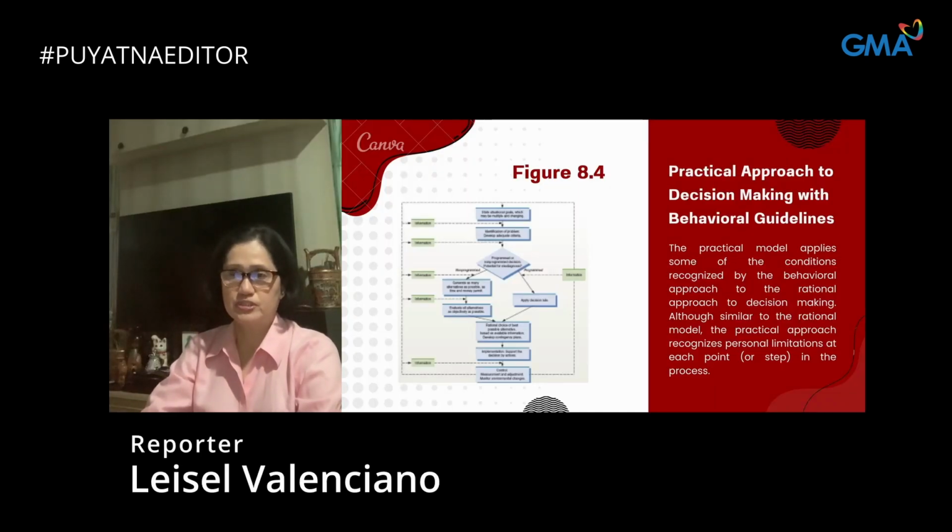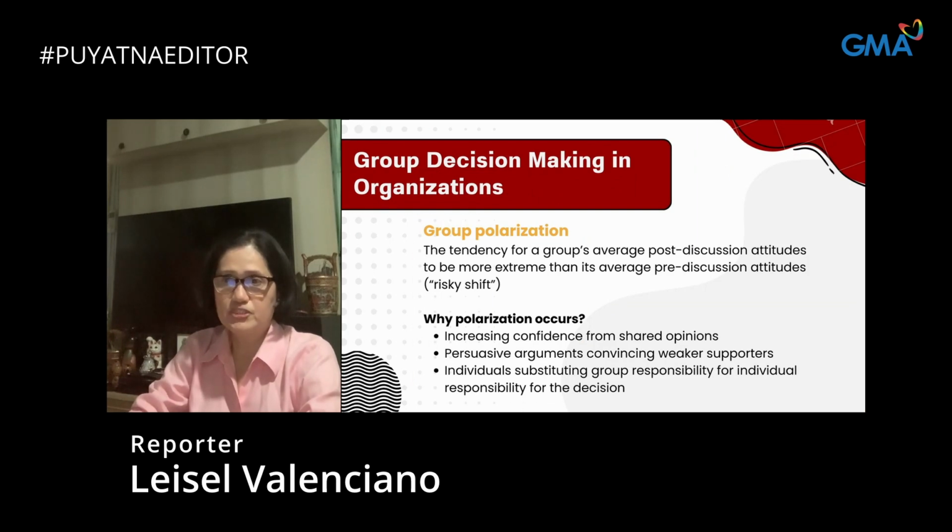Practical approach to decision making with behavioral guidelines. In figure 8.4, the practical model applies some of the conditions recognized by the behavioral approach to the rational approach to decision making. Although similar to the rational model, the practical approach recognizes personal limitation at each point in the process. Group decision making in organizations.